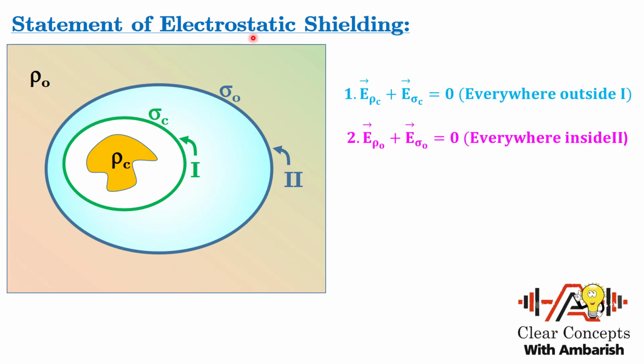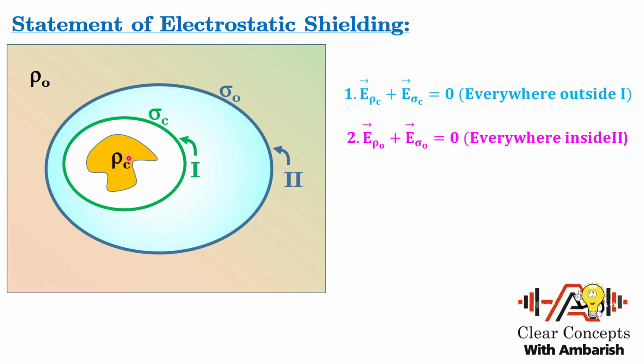So now what's the statement of electrostatic shielding? Please understand this very clearly. There are two statements, and combined they form the electrostatic shielding. The first statement is E due to rho c plus E due to sigma c is 0 everywhere outside boundary 1. So this is your boundary 1. Outside boundary 1, where boundary 1 is just the inner surface of the cavity, means what? This metal matrix and the external universe, whatever region is there.